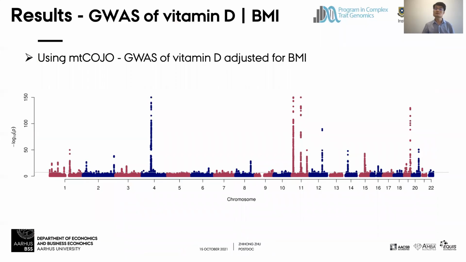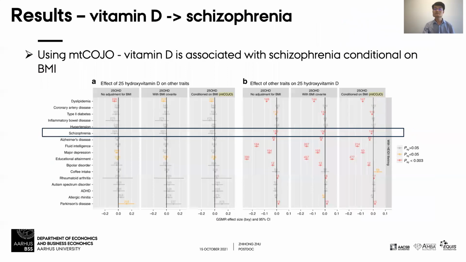We plot the conditional GWAS result of vitamin D. There are more than 100 significant loci in the conditional GWAS. Those loci are vitamin D specific, free of confounding with BMI. Likewise, we performed the MT-Kojo analysis for schizophrenia conditional on BMI, and then conducted the GSMR analysis to test for causality. Conditional on BMI, the association between vitamin D and schizophrenia remains significant.